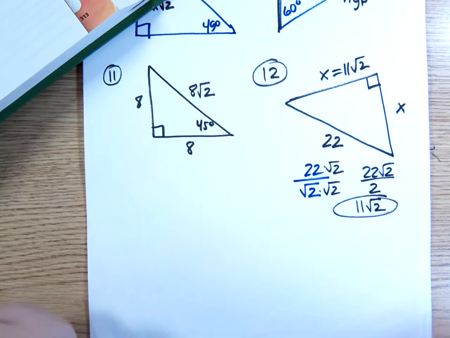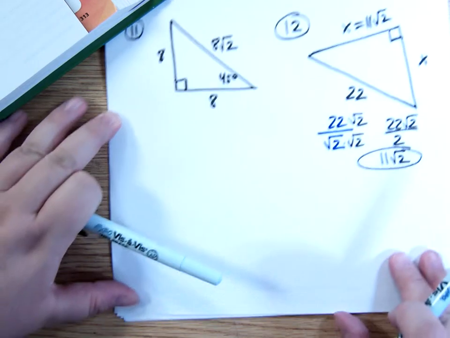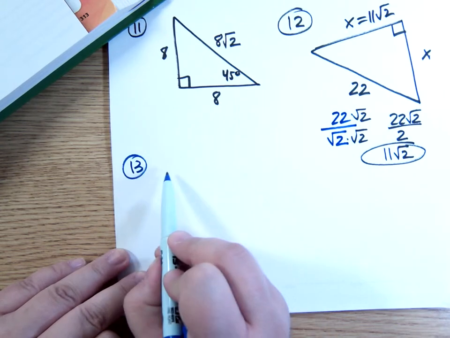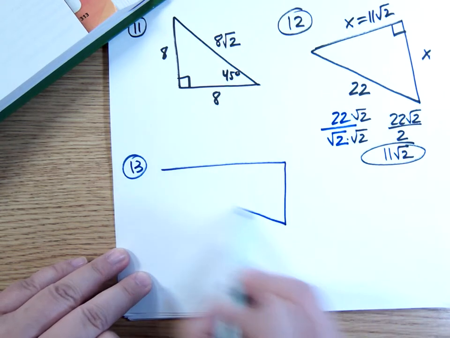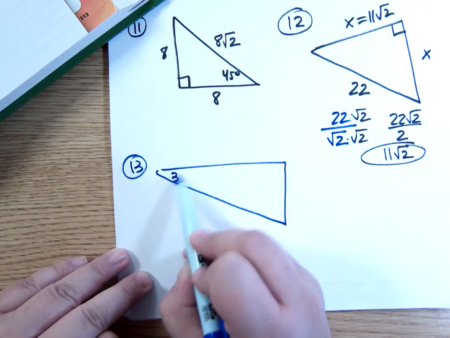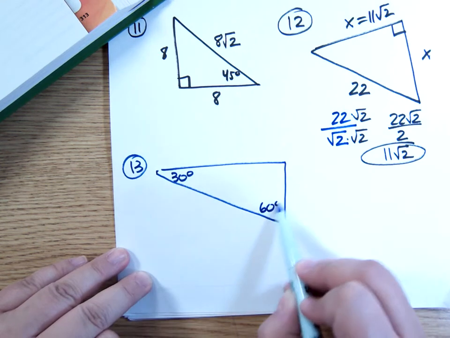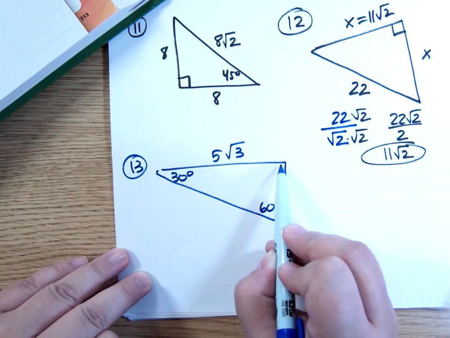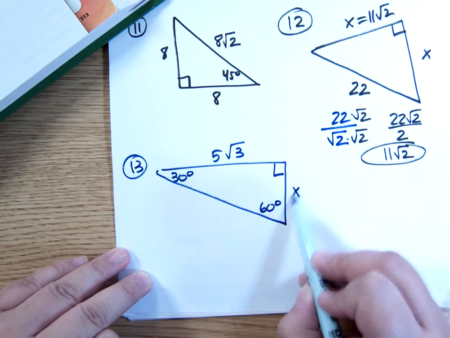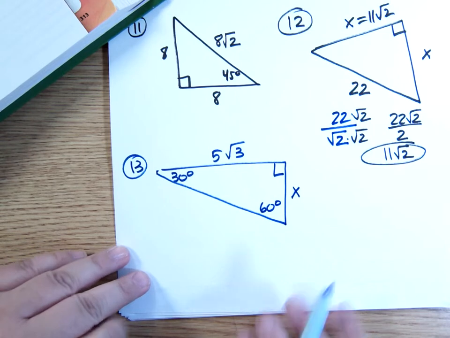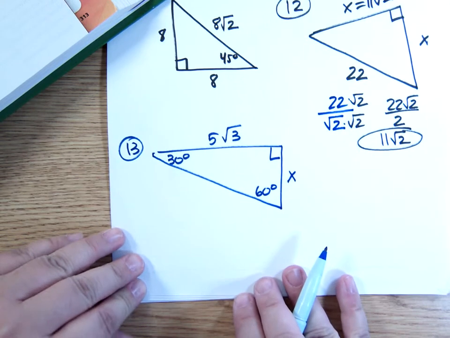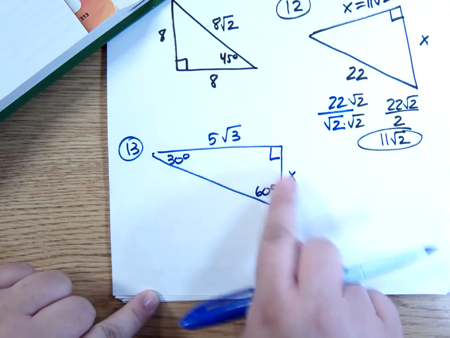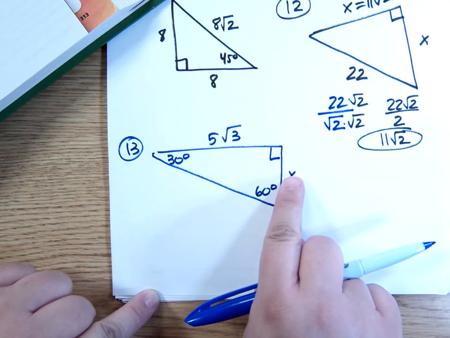Number 13 is my first 30, 60, 90 on the bottom of the page here. First thing I have to figure out is which side I was given. The 30 is over here because the 60 is down here, which makes this side that I was given the long leg. So x is the short leg. So when you start with anything except the short leg, you want to go to the short leg first. Long leg and short leg, the number that relates those two is square root of 3.